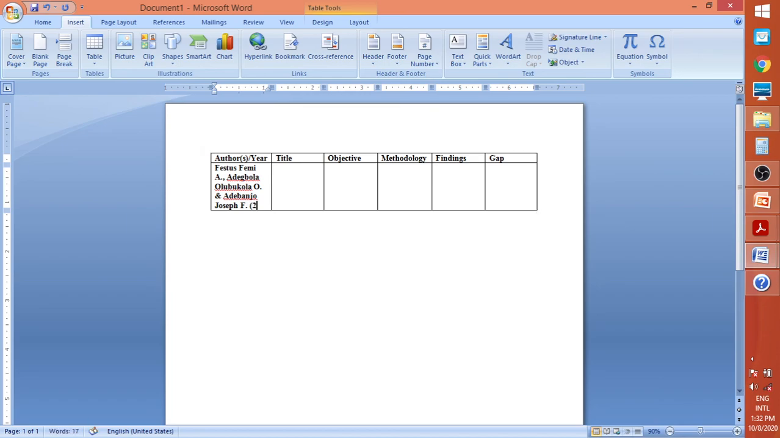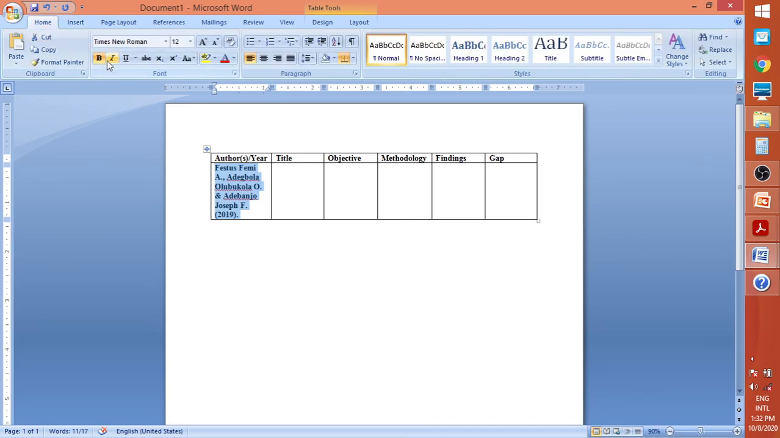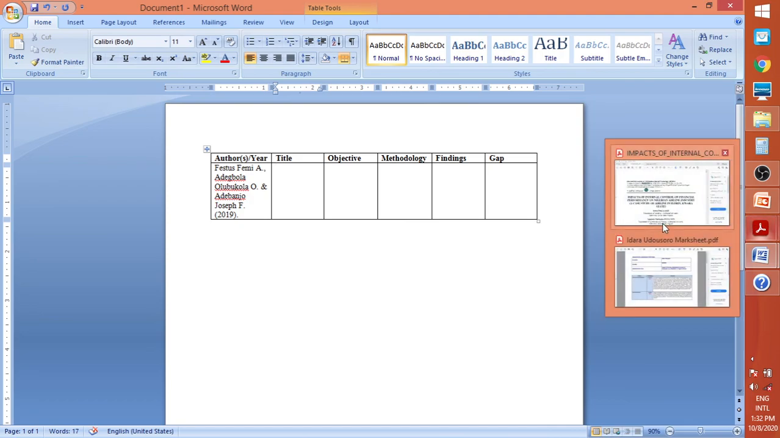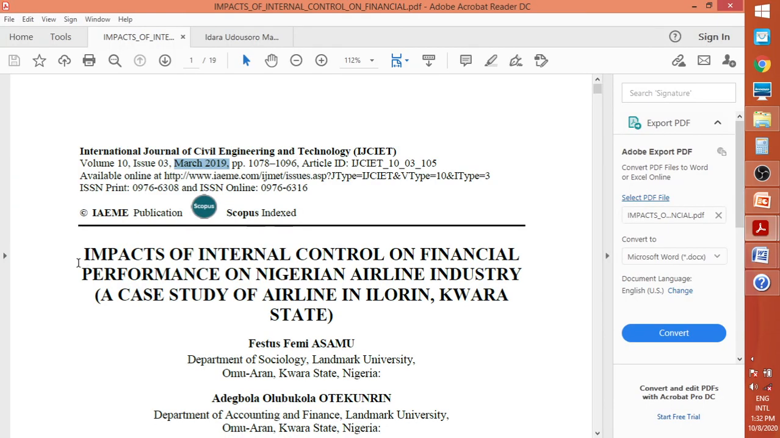So just put in brackets 2019. Full stop. After that, we are done with this column. We move on to the next one, which says the title of the article. For the title of the article, you just go to the article. The title is always obvious.